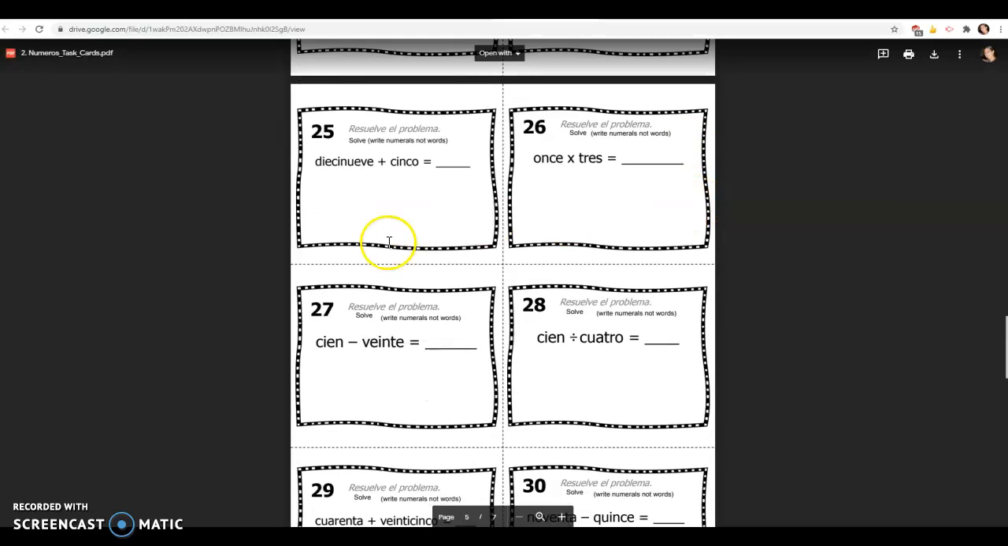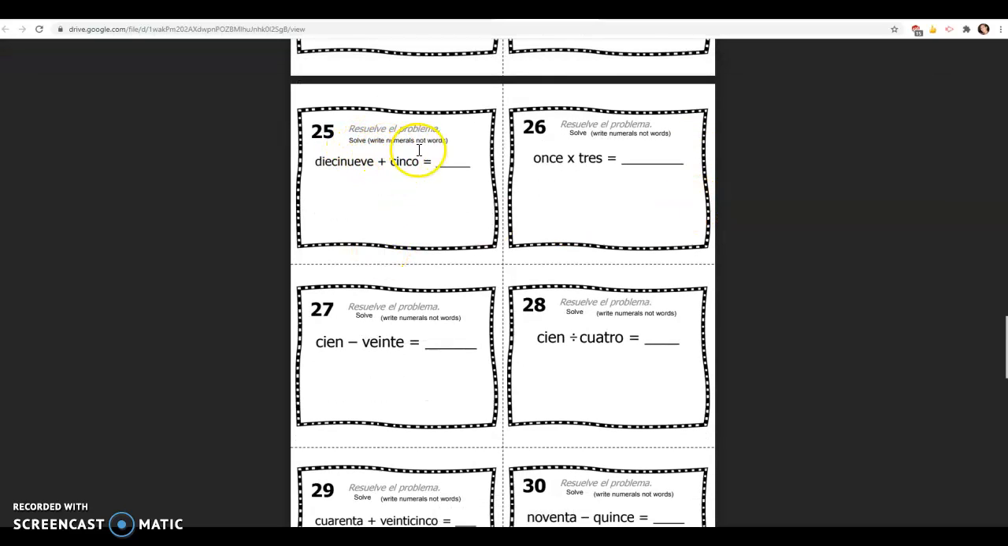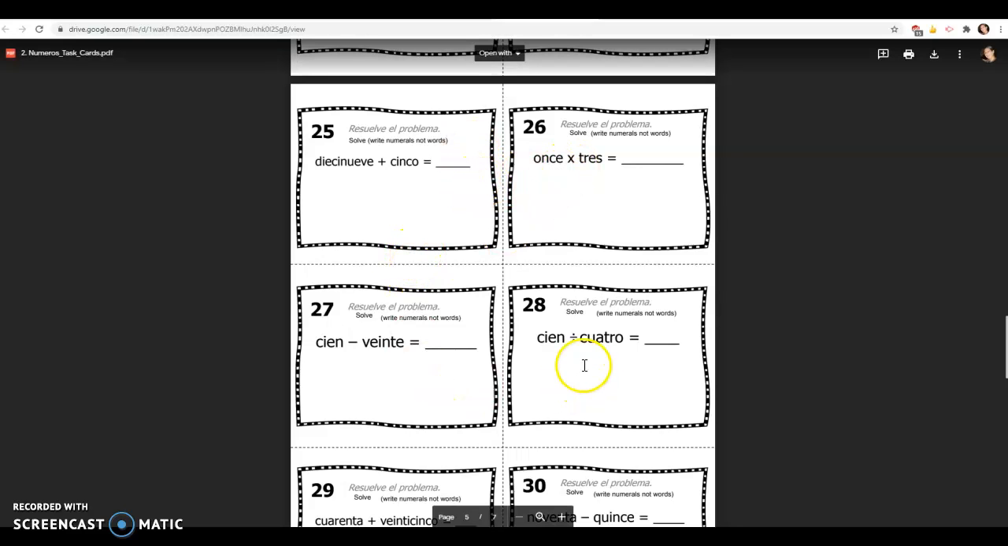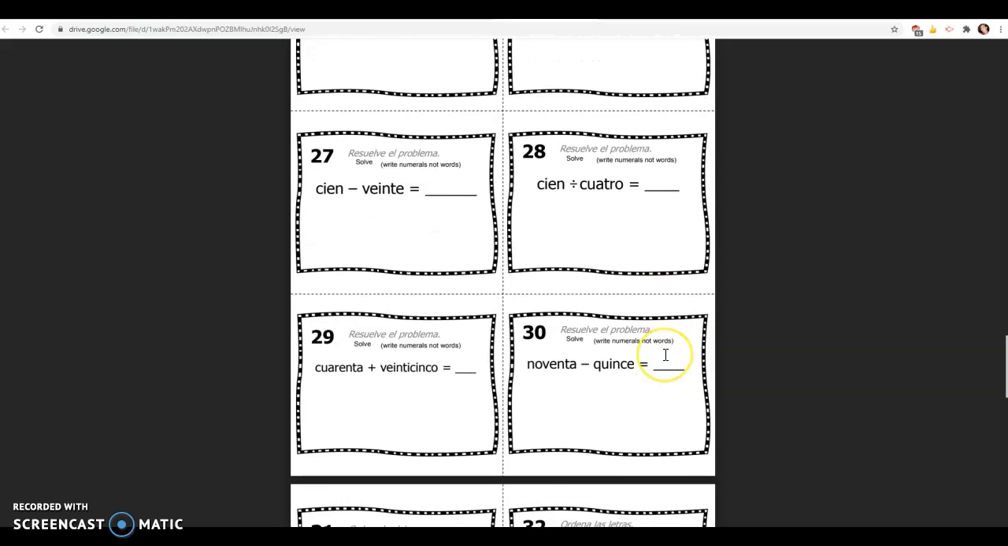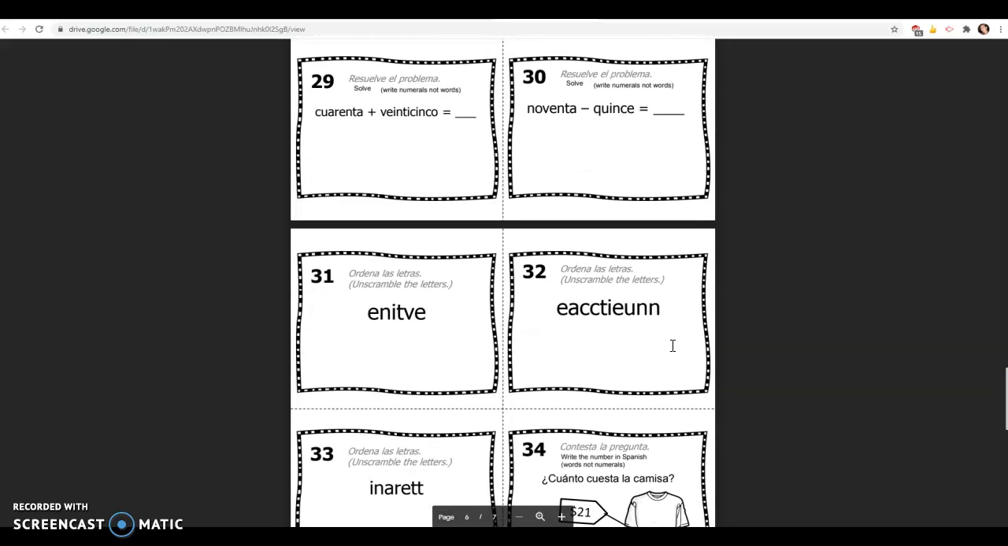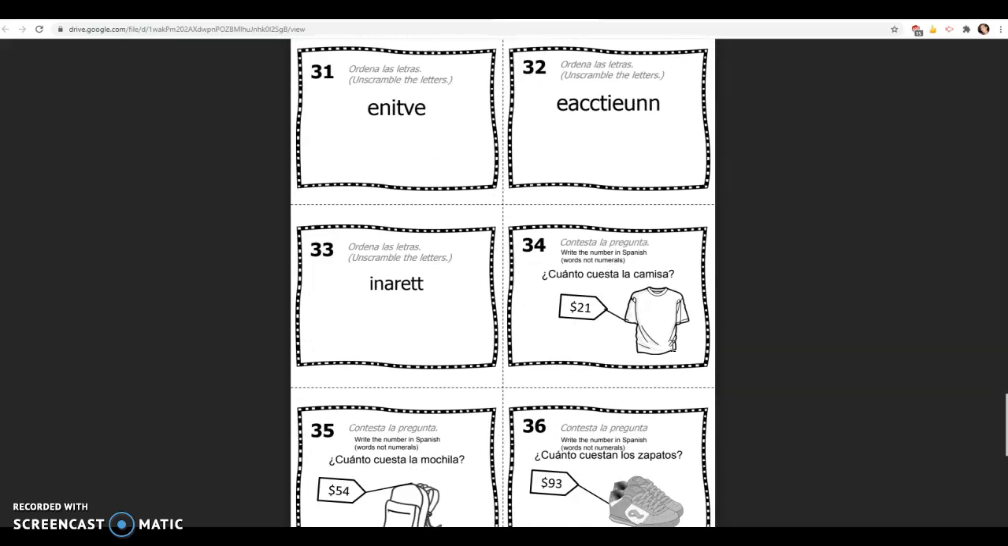And then you get to number 25. So this just says solve. I want you to write numerals, not words. So I feel like by the time we get to number 25, you're probably sick of writing all these words. So I'm giving you a break here. You have to figure out what 19 plus 5 would be and write that out. If it said dos plus dos, then you would write the number 4. You wouldn't write the word four, you would just write the number 4. So figure out what these are. If you need to, you can use a calculator. Math is not my strong suit, so I'm totally cool with using calculators when you need to.